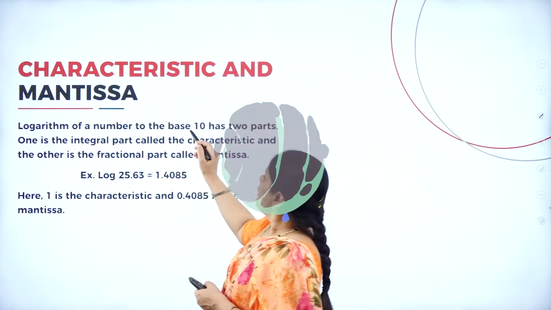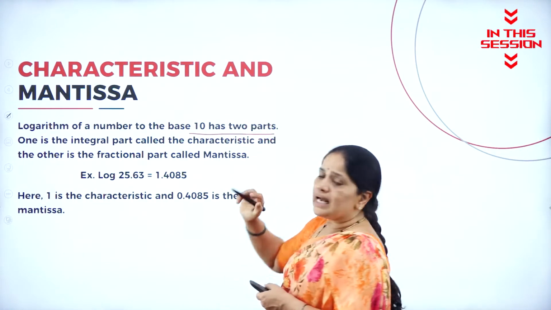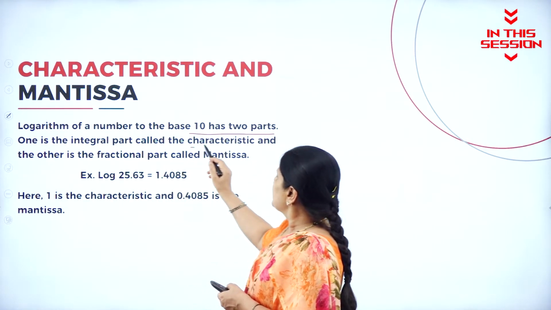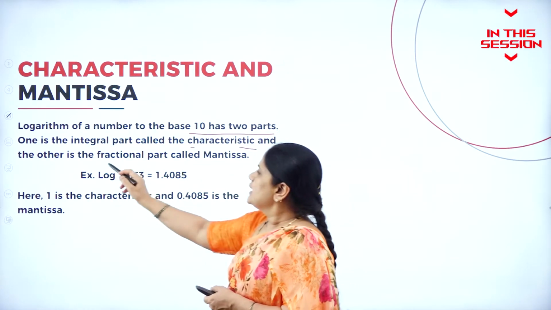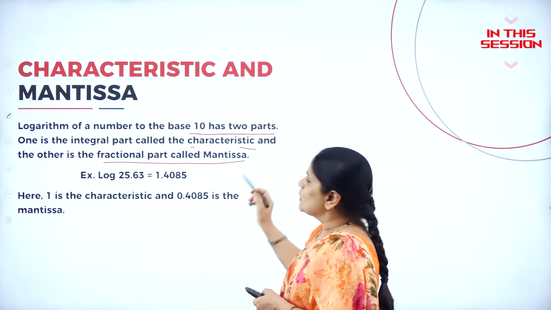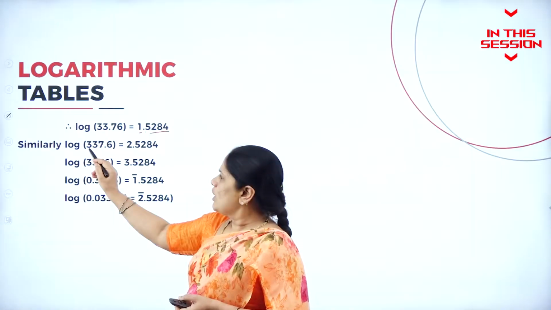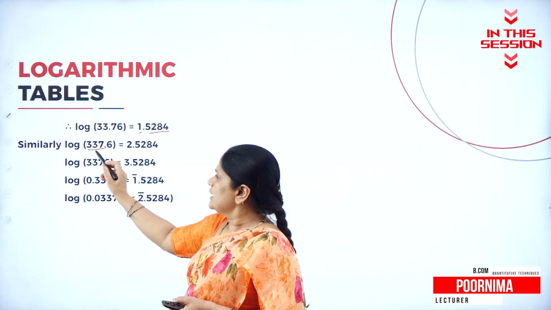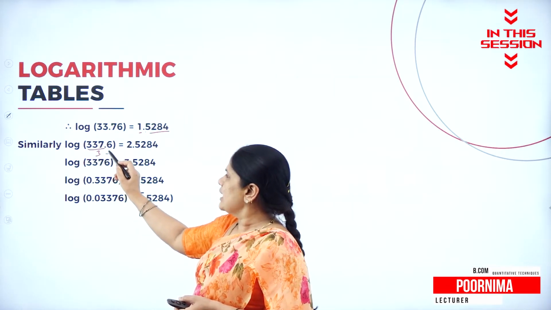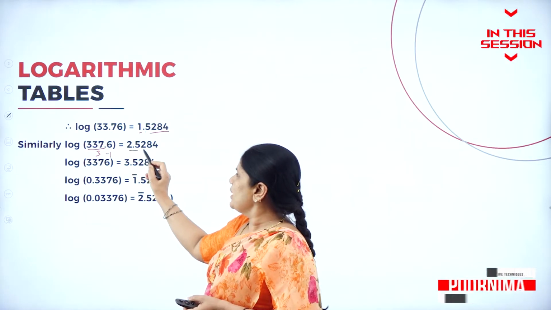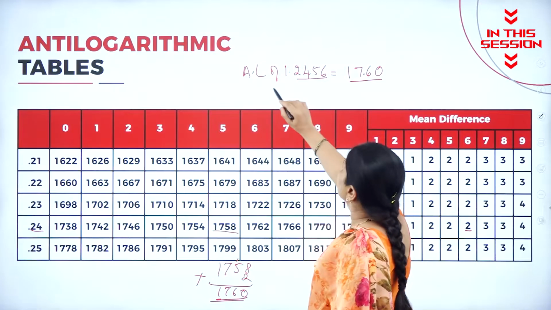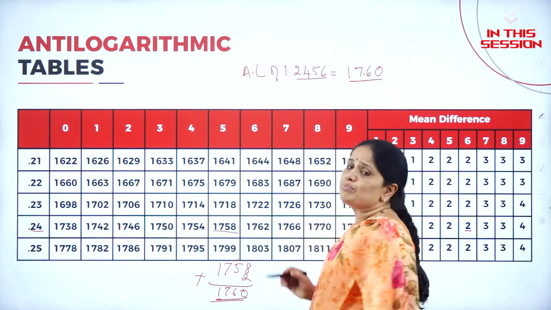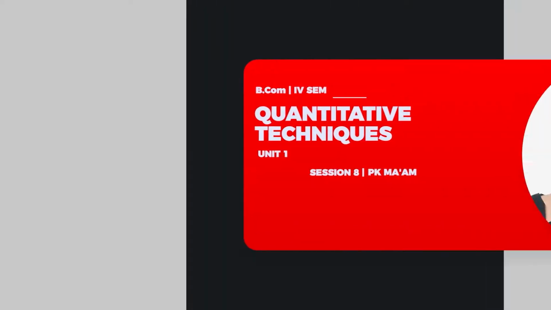The logarithm of a number to the base 10 has two parts. So here the integral part is called the characteristic, the other is the fraction part called the mantissa. Log of 337.6. So how many digits are here? 3 digits. 3 minus 1 equals 2. So 2.5284. Anti-log value of 1.2456 is 17.60.